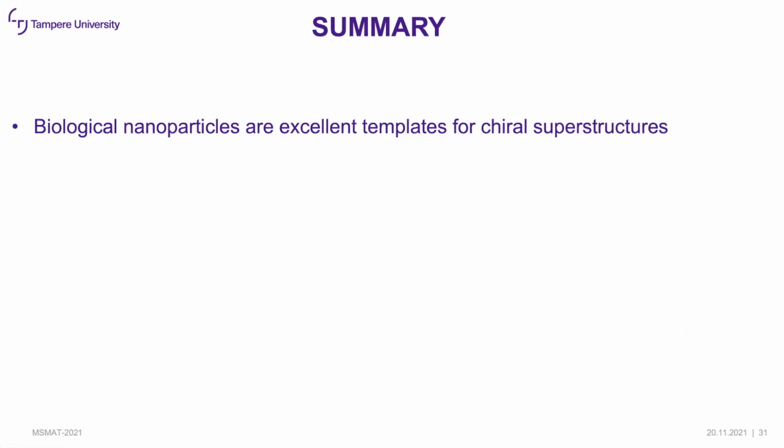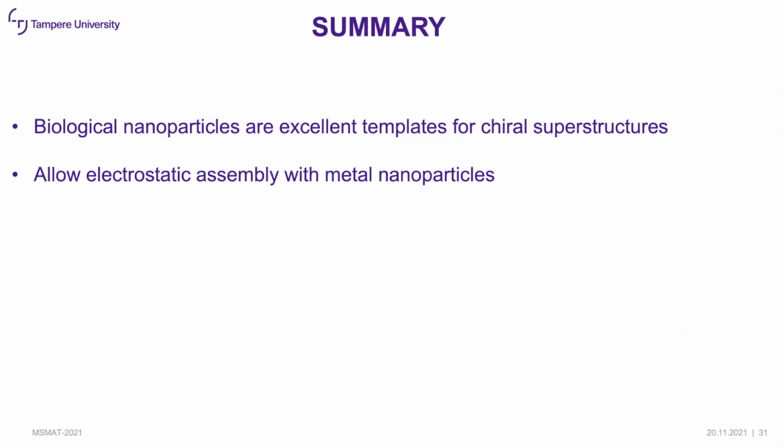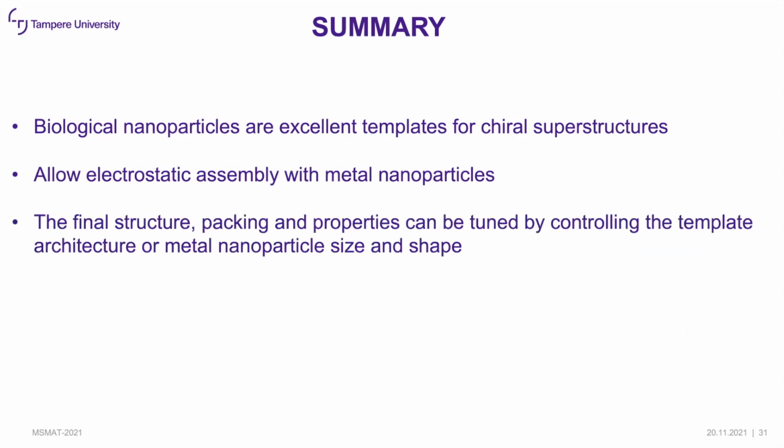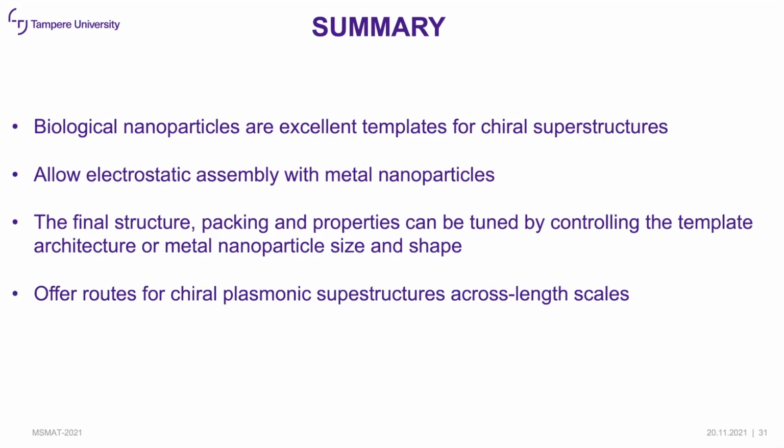With this, I would like to summarize what I have been presenting: biological nanoparticles are good templates if you want to exploit them for chiral superstructures. They allow electrostatic assembly because naturally they have a rich surface chemistry. We can use surface modified nanoparticles. The finer structure, packing, and properties can be tuned by controlling the template architecture, as we have shown, for example, in DNA origami, or the metal nanoparticle size and shape. For example, if you want to move to a different part of the electromagnetic spectrum, we can go from spherical to anisotropic nanoparticles. So combining biological particles with metal nanoparticles offers routes for chiral plasmonic superstructures across different length scales. And it often results, as we have shown, in square-like formation, which is a completely unprecedented assembly.